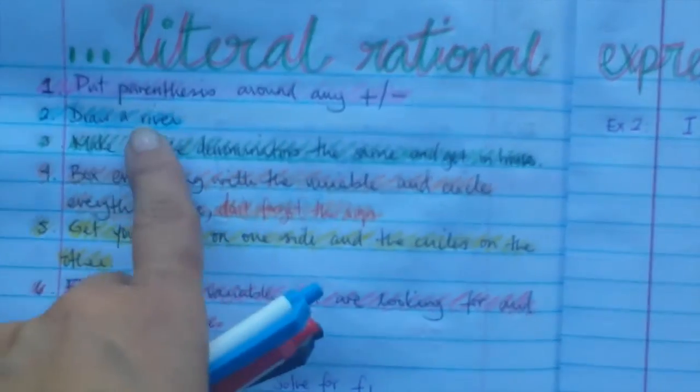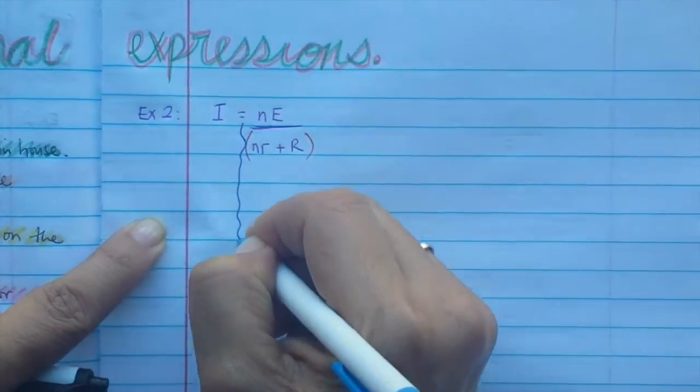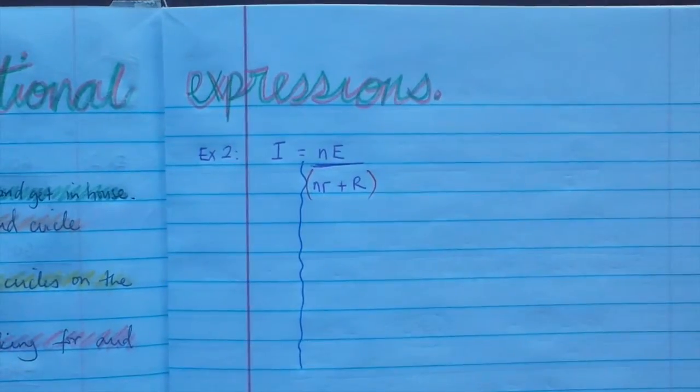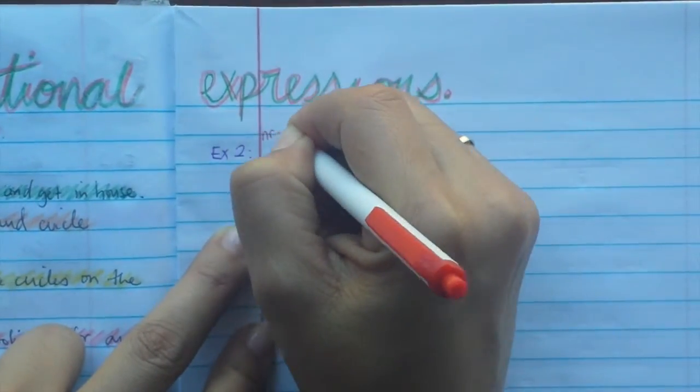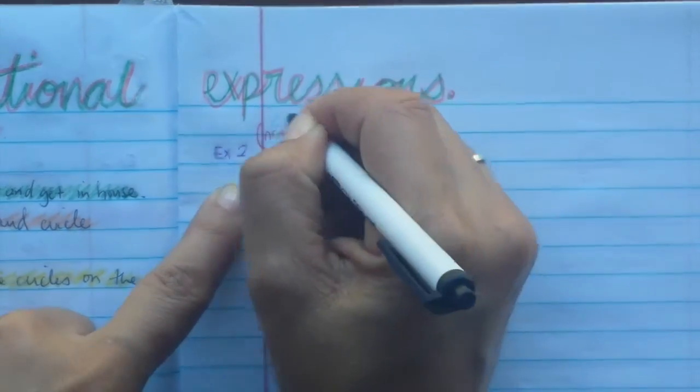So again, the very first step is going to be to put parentheses around any addition and subtraction and draw a river. So there we go, parentheses, draw a river. Perfect. Step 2, make all the denominators the same, get in the house. Alright, so we need to make them all the same. If I change the bottom, I change the top. So now my denominators are the same, so I can ignore the denominators and just get in the house.